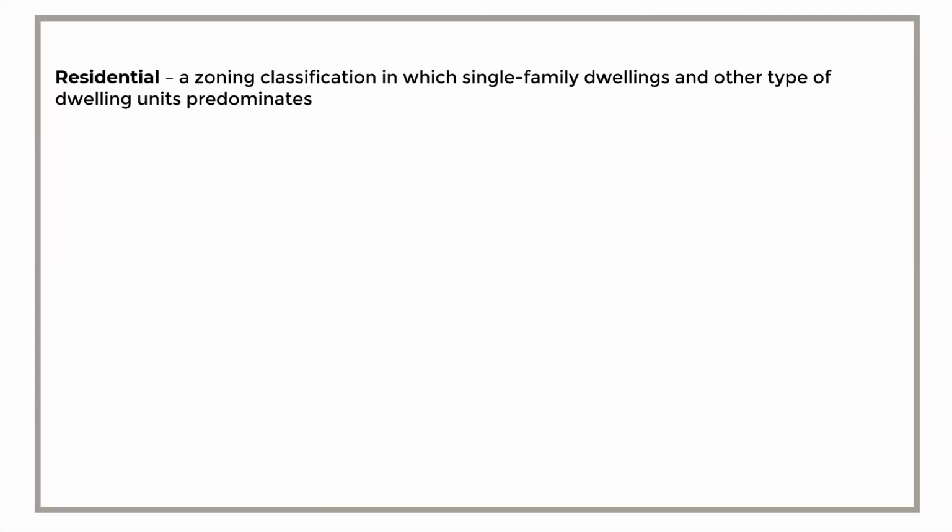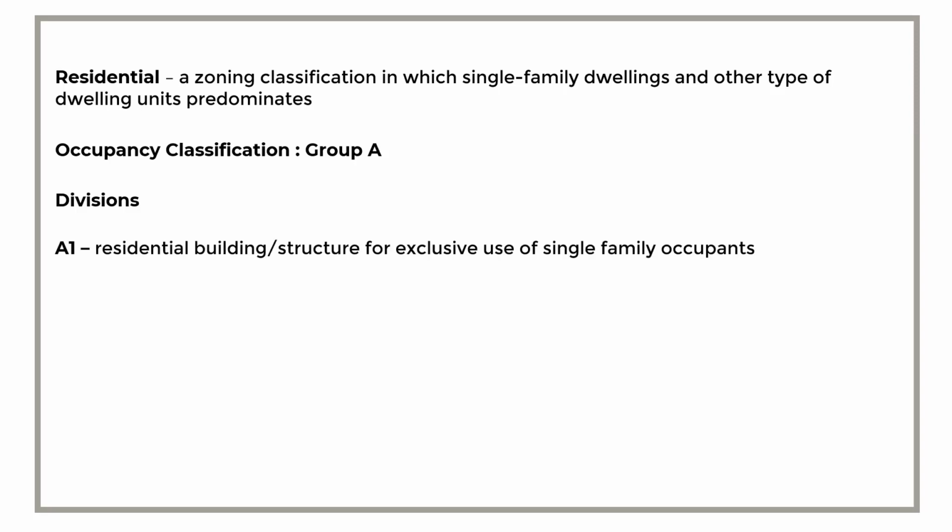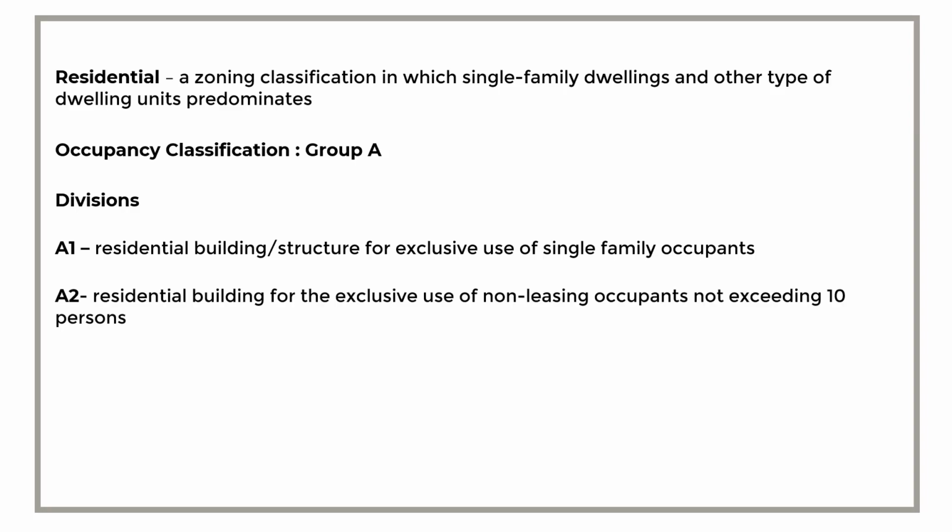Residential: a zoning classification in which single-family dwellings and other types of dwelling units predominate. Its occupancy classification is under Group A. The divisions are A1, residential building structure for exclusive use of single-family occupants, and A2, residential building for the exclusive use of non-leasing occupants not exceeding 10 persons.